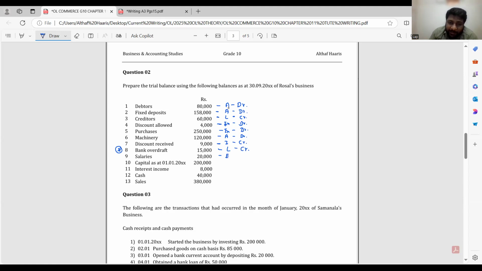Salaries, expense, debit. Capital, equity, credit. Interest income, income, credit. Cash, short-term asset, current asset, debit. Sales, income, credit. Quickly prepare the trial balance. I'll give you 2 minutes.